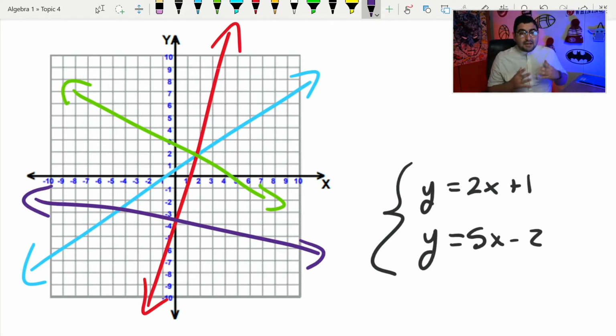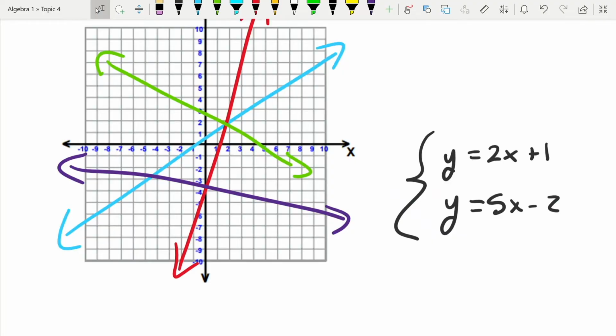A system in algebra is a problem or scenario where we have more than one equation that we're working with at the same time. We're working with at least two equations, at least two lines, and that's what a system is. So there's different ways that we can solve systems. There's actually multiple ways, and that's what we're going to get into with these videos.